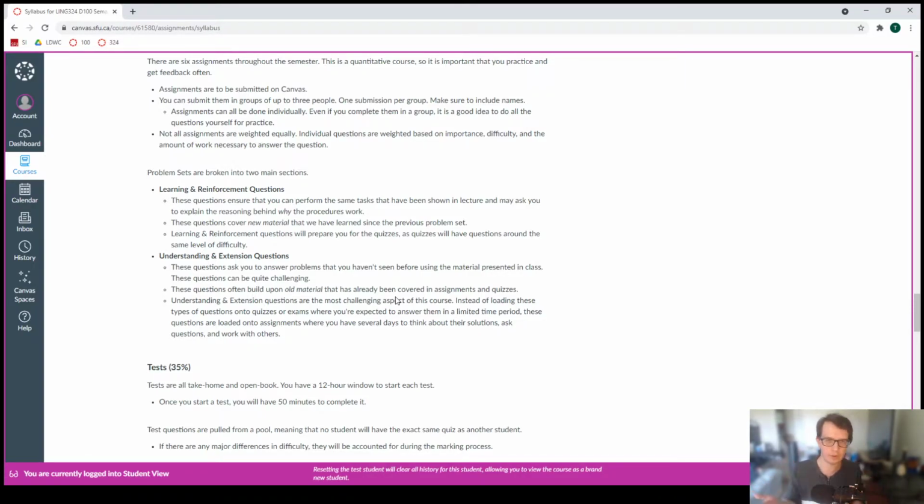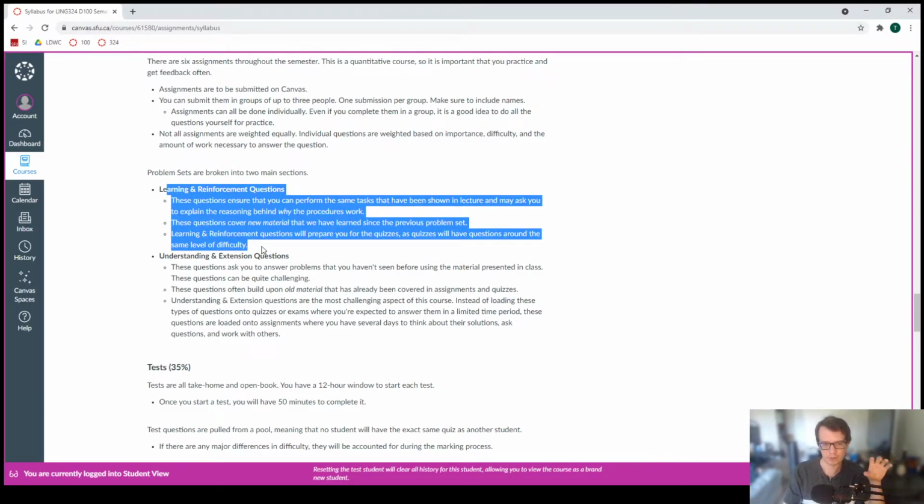So usually in other courses, you have assignments that build into tests, and tests contain usually the most challenging questions in the course. Well, in this course, it's a little bit different. Practice exercises lead into assignments. Assignments lead into tests, and then tests lead back into assignments. So assignments have learning and reinforcement questions.